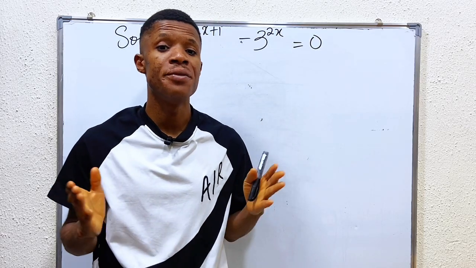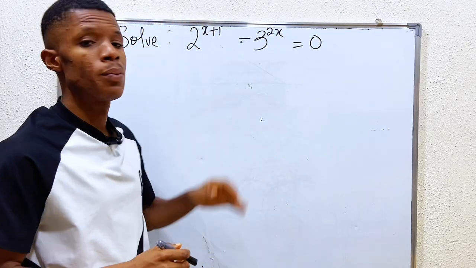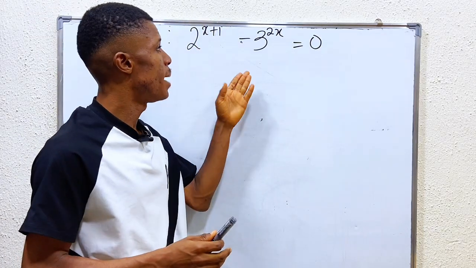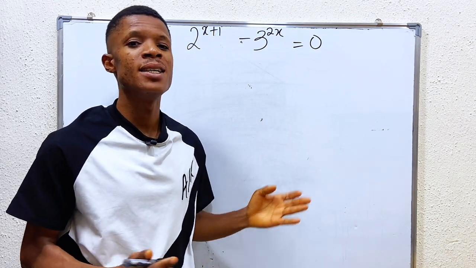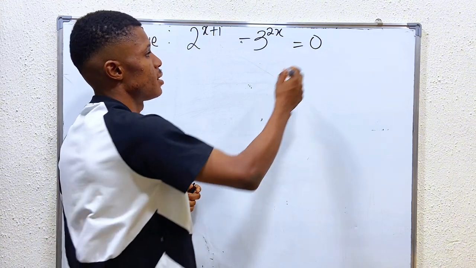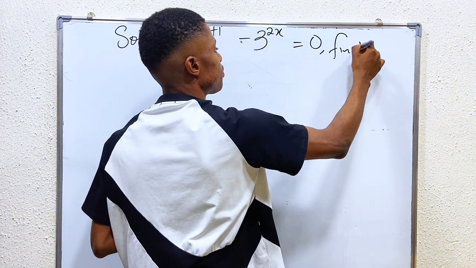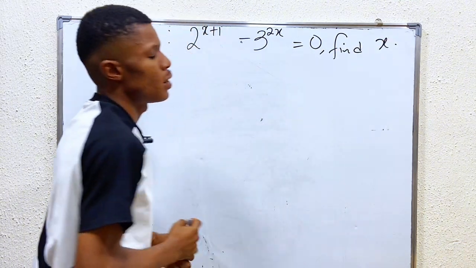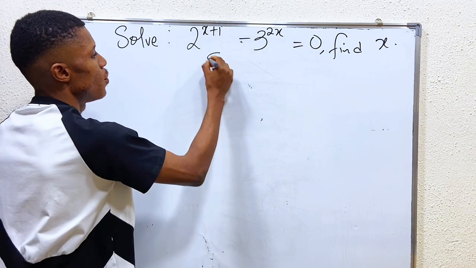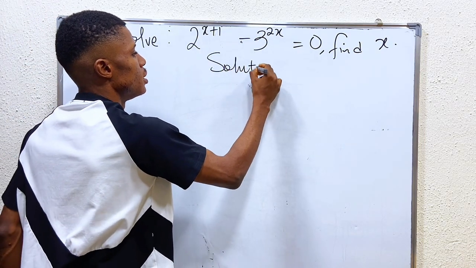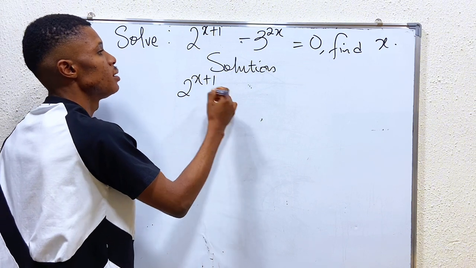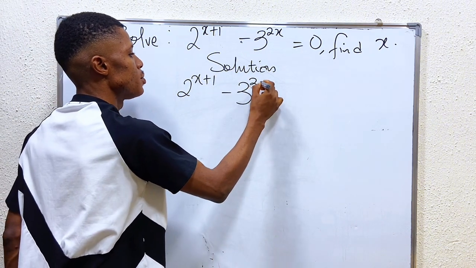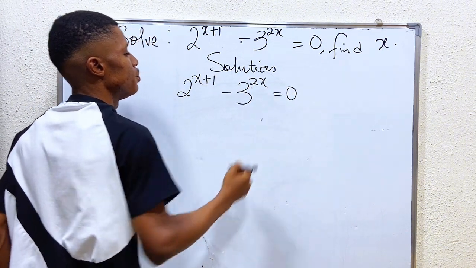Can you solve in a few minutes 2 to the power of x plus 1 minus 3 to the power of 2x is 0? Our goal here is to find the value of x. So for us to solve this, first we'll have our solution. The question says 2 power x plus 1 minus 3 power 2x is equal to 0.